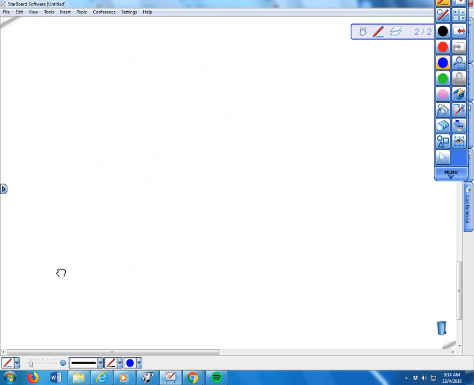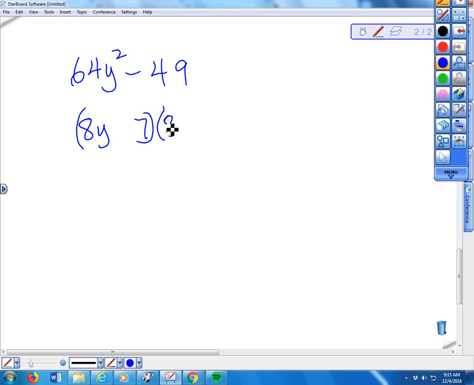This I can look at, but I've got two perfect squares with the subtraction between. This is a difference of squares. This is the special factoring method where you take the square root of both, write it twice, and one's positive, one's negative, which is why the middle term drops out. That's it. Next one.